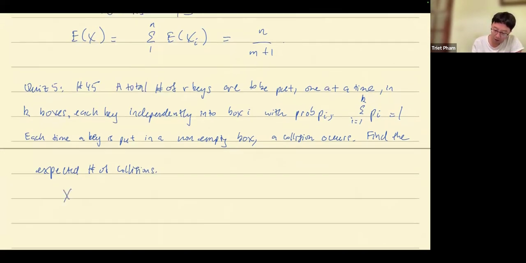So the routine is, of course, if you let x be the number of collisions, then you want to break it down to simpler terms. Let's say x is a sum of xi here. But what are we summing over? And how do we do it? What should each of the xi represent?